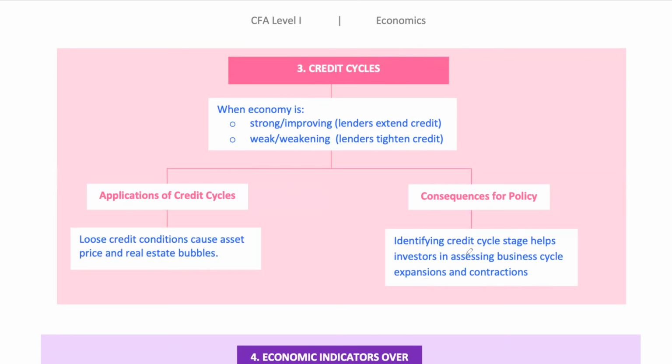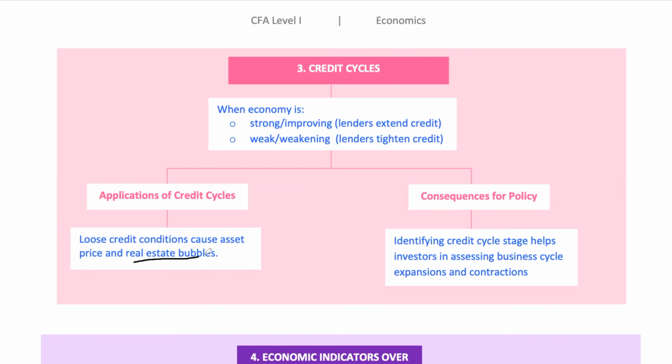For instance, during the housing boom of the early 2000s, loose credit conditions led to a significant increase in housing prices. However, when the credit tightened during the financial crisis, it caused a sharp decline in housing prices and economic activity. Loose credit conditions can cause asset price and real estate bubbles.